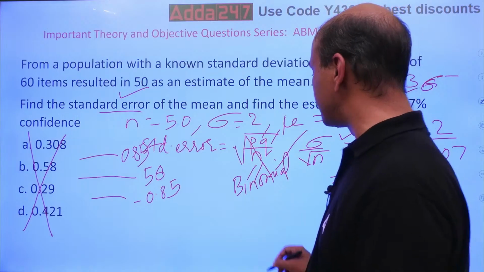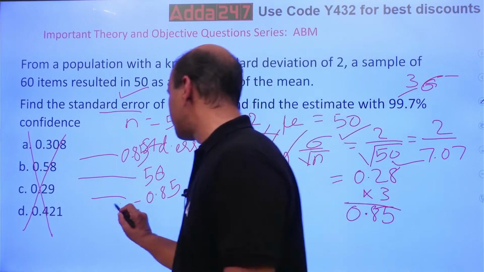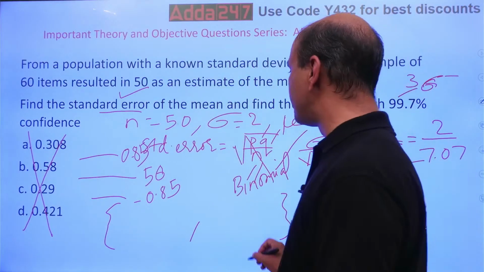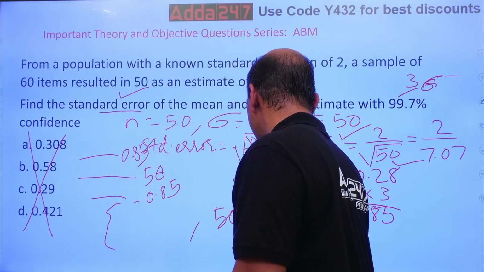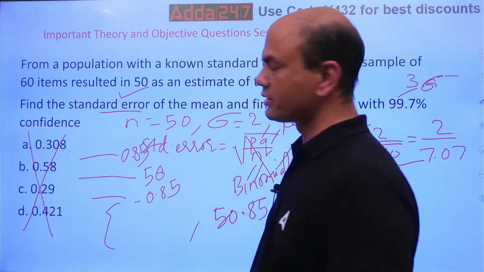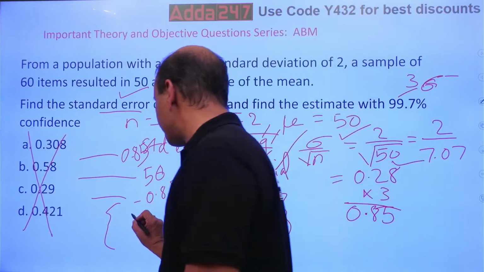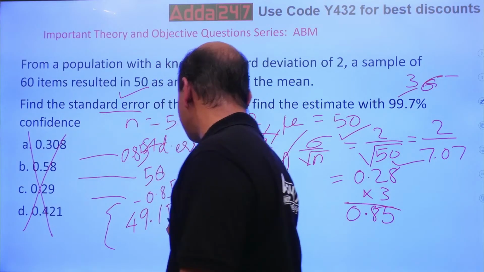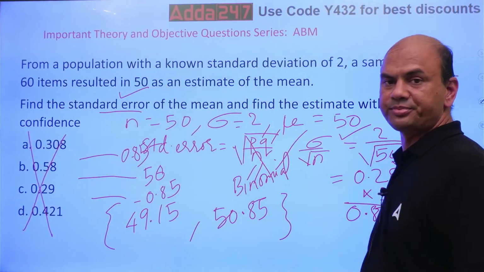So 50, the answer will be, I'll put a comma. This is maxima, this is minima. So it will be 50.85, and the second one, minima, is what? 50 minus 0.85, so 49.15. This is the answer with 3 standard errors, 99.7.